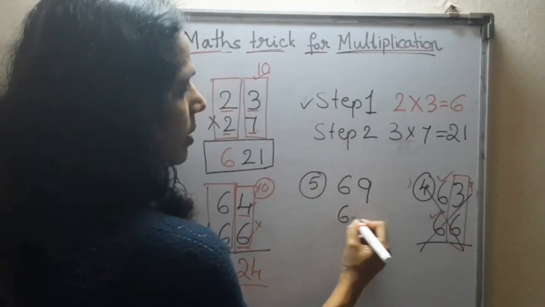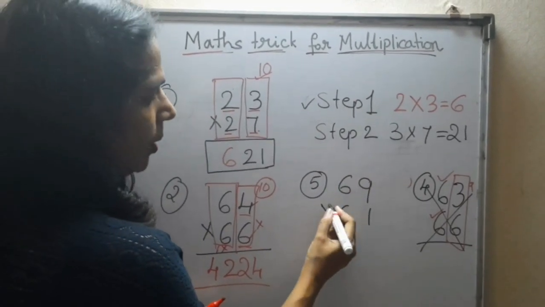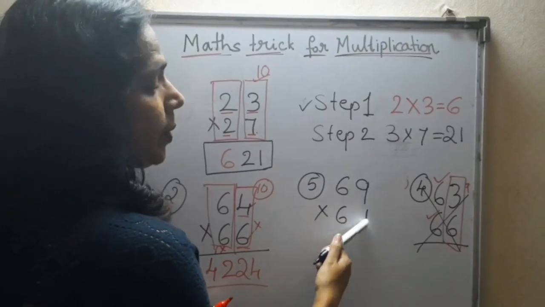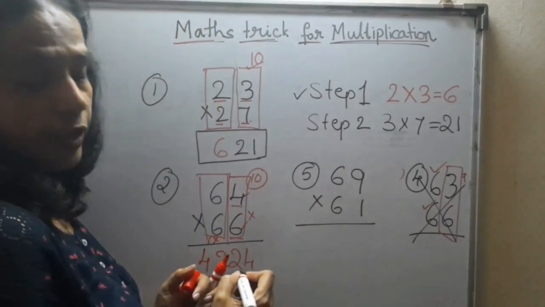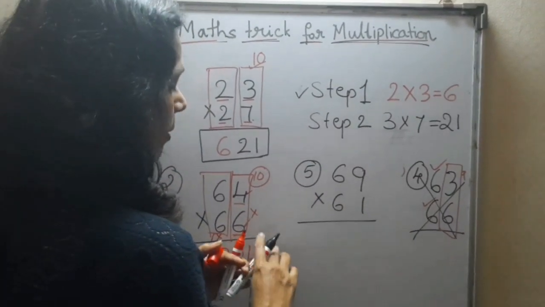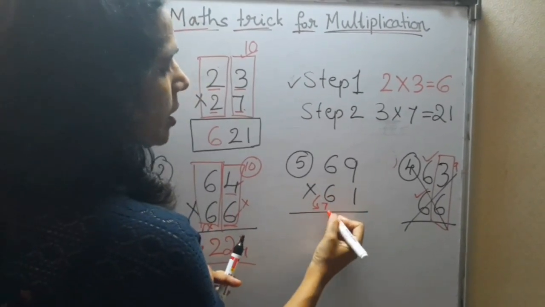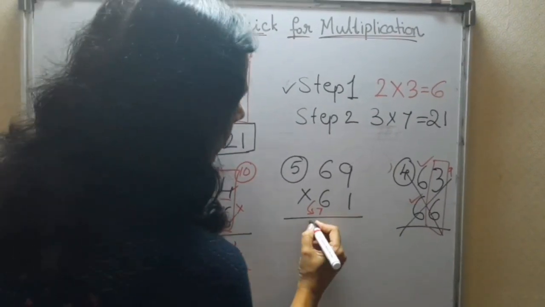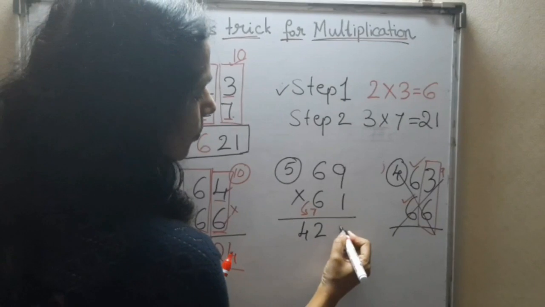69 and 61. See here, 6 and 6 are common, the tens digits are common, and in the unit place 9 plus 1 is 10. So we can apply this trick for this question. Now let us multiply. Let us take the next number of 6, which is 7. So 6 sevens are 42. And 9 into 1, 9 ones are 9.